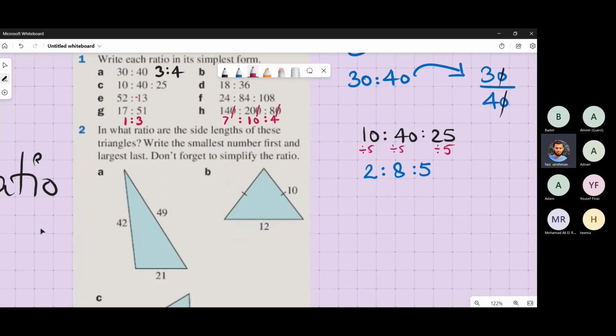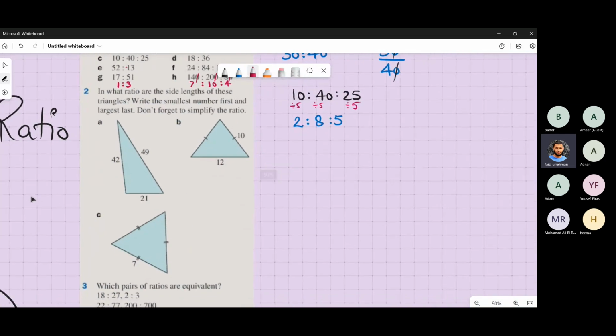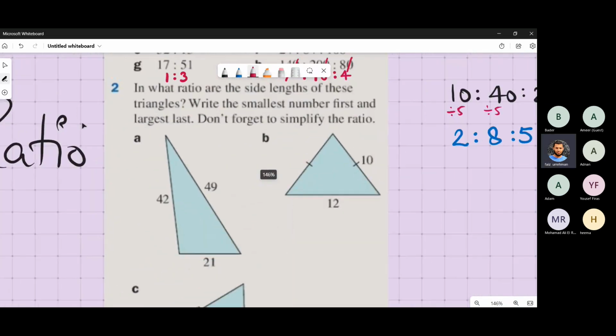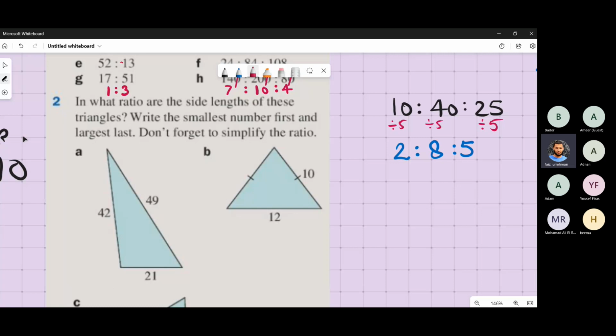Okay. Now let's move on to the triangle. Why have they brought the triangle into this chapter? Not a big deal. Now there are 3 sides given: 42, centimeter or meter, I don't know. They did not tell anything. I'm just assuming centimeter. This is also centimeter. Now what do we have to do?